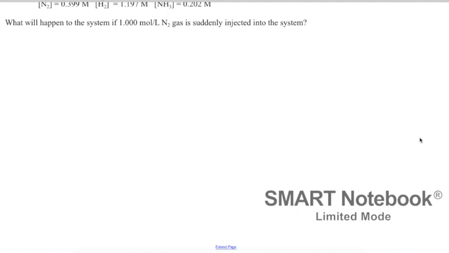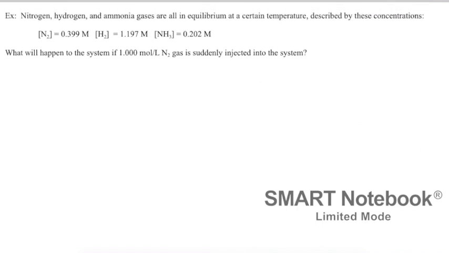All right, let's do one more. Nitrogen, hydrogen, and ammonia are all in equilibrium at a certain temperature described by these conditions. So they're at equilibrium. I start with equilibrium. These are in equilibrium. And then I cause a change to the system. I inject suddenly some extra nitrogen gas into the system. So I brought my system out of equilibrium. I want to know what's going to happen. What are my new concentrations going to be when the system reaches equilibrium again?